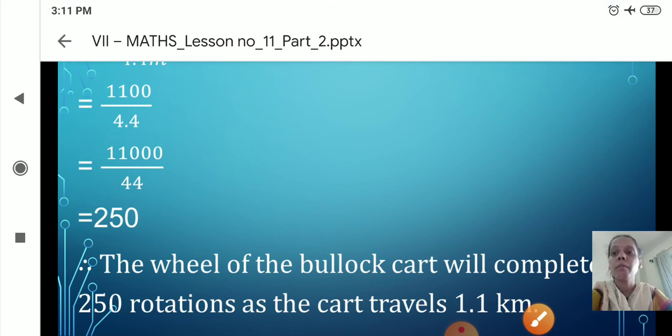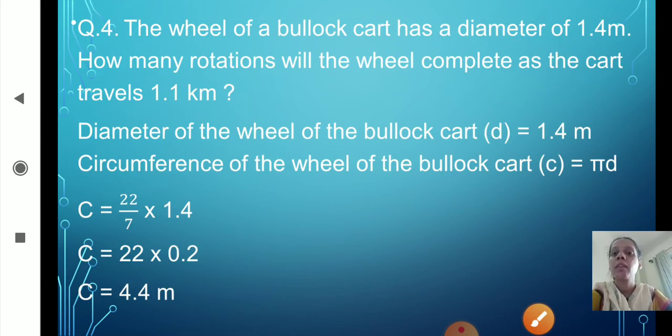So once again we will see this sum. The diameter is given. First you will find the circumference. How will you find the circumference? The formula is pi d, 22 upon 7 multiplied by d, that is 1.4. So the circumference is 4.4 meter. Then you will find the number of rotations. The formula for the number of rotations is distance covered upon circumference.